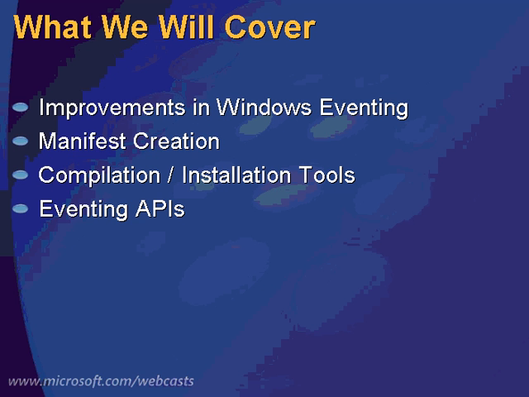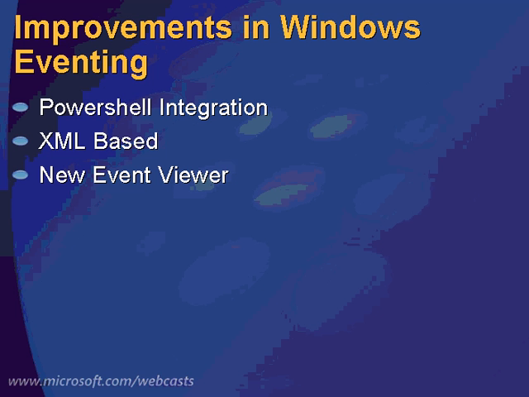What we're going to cover is the improvements in the Windows Eventing model, and then we'll take a look at those improvements, specifically in manifest creation, how we actually create our event, and then how we compile it and install that event. Then we'll take a look at how we consume that event through our eventing APIs. So there are basically three sections that we're going to be looking at today. Starting off, let's take a look at the improvements in the Windows Eventing model.